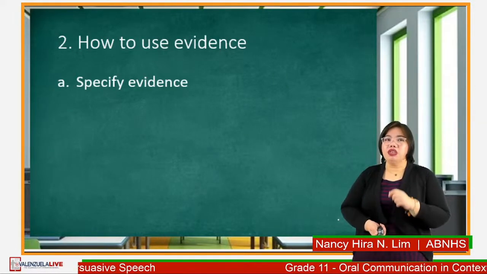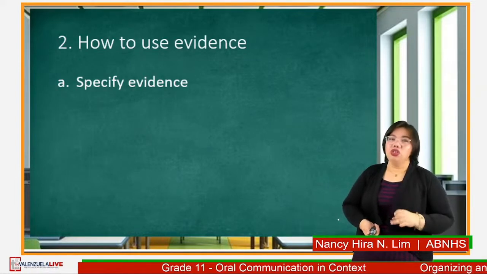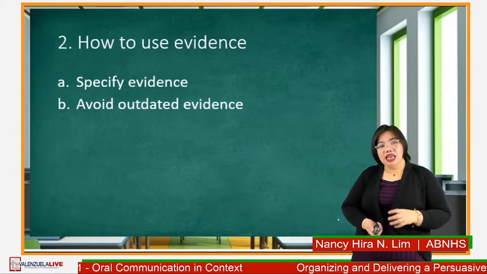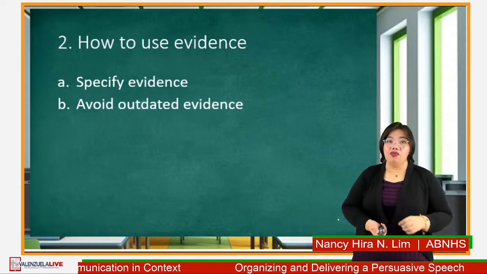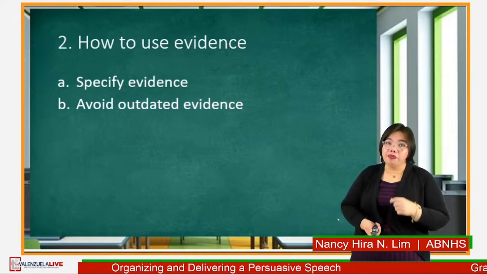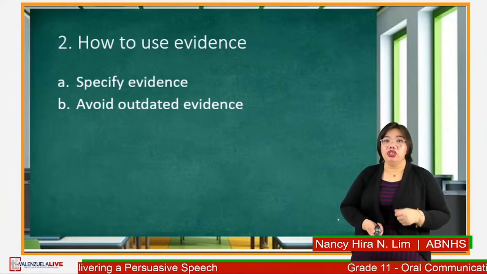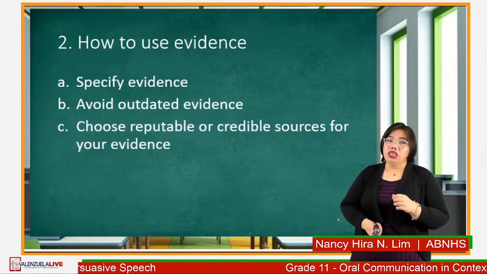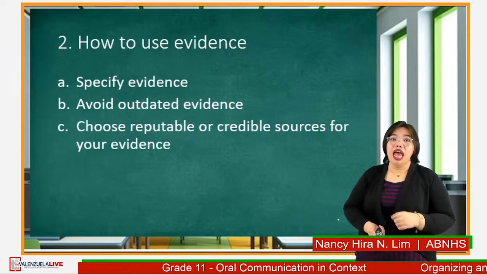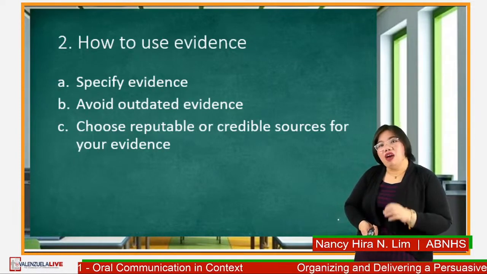Second, how to use evidence. Number 1, specify evidence. You can do this by citing statistics, research studies, and other valid and credible information. Second is avoid outdated evidence. You can do this by reading and digging new evidence to keep yourself updated on the significant facts and figures. That's why research is very much important. Next is choose reputable or credible sources for your evidence. You can do this by carefully identifying and evaluating your sources.